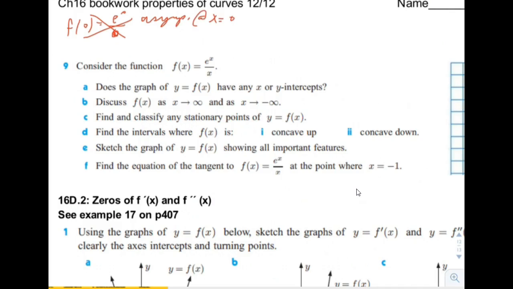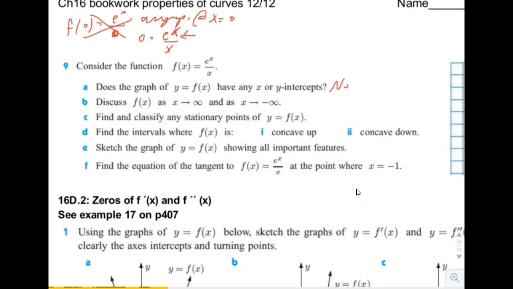What about when y equals 0? To find that, we set the function itself to 0, and then we see if there are any values of x which are going to give us 0 here. Well, e to the x itself can never equal 0. No matter how negative x gets, it's never going to be exactly 0. So no, there's no x-intercept either. So the answer is no.